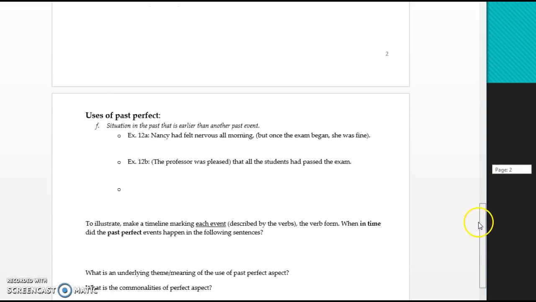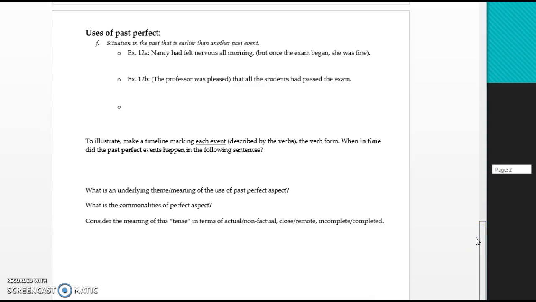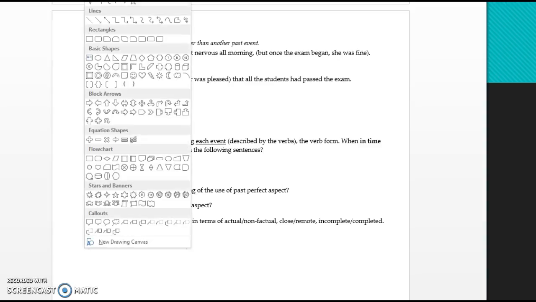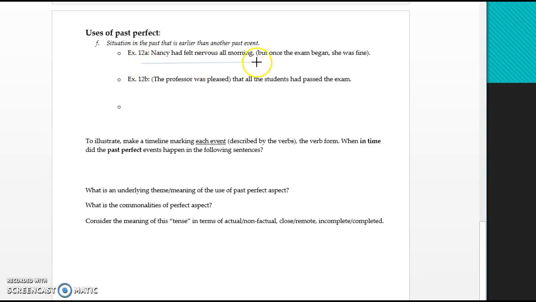Now we're going to move on to the use of the perfect aspect. Now, the perfect aspect is only used in one situation. It's a situation that is in the past that is even earlier to another past event. Now, to illustrate this, I recommend that you make a timeline. So I'm going to just insert a line.